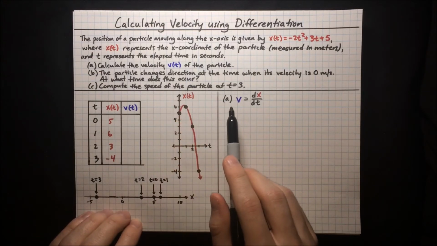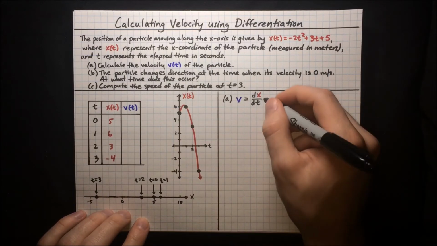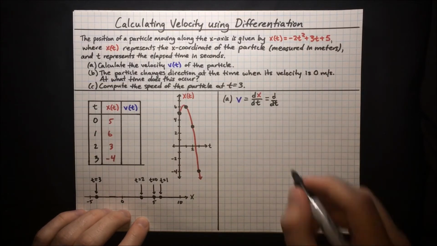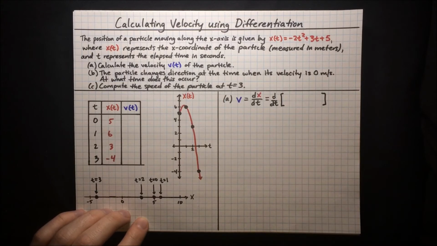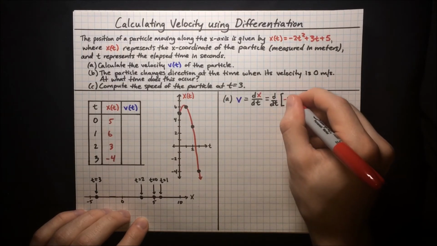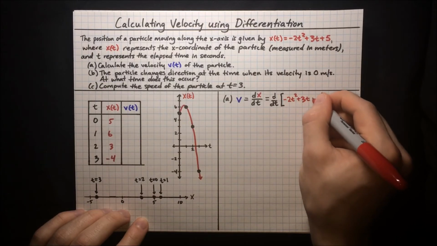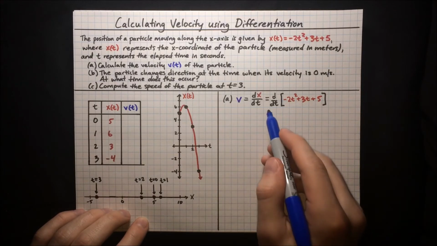of the particle. So from before, we know that the velocity is just the derivative of position, so we can go ahead and evaluate that. That's d over dt of our position function. So let's write that in. Our position function is -2t squared plus 3t plus 5, and we can differentiate each of these terms individually.